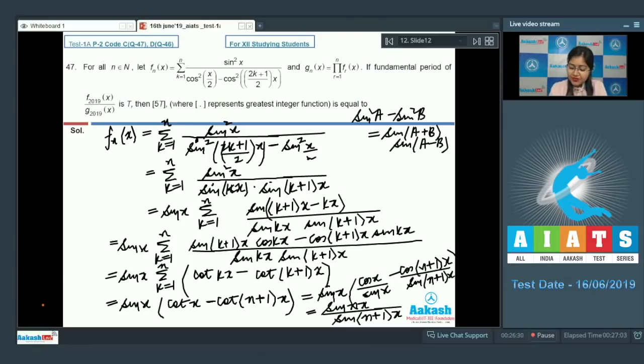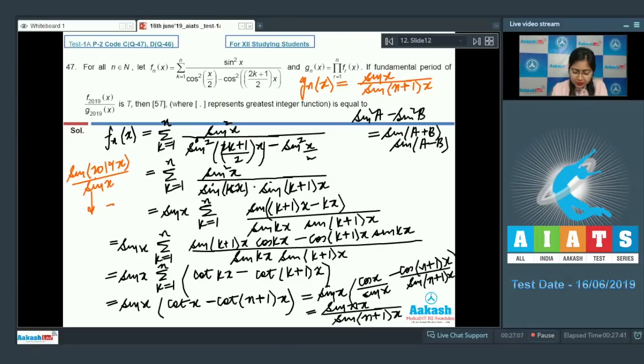Now we have to find g_n(x). Now g_n(x) will be equal to the multiplication of f_r(x), where r goes from 1 to n. So solving this, we will get g_n(x) equal to sin x divided by sin of (n plus 1)x. Right? Now we have to talk about f_2019(x) divided by g_2019(x). So this will be equal to sin 2019x divided by sin x. Now we have to find its period.